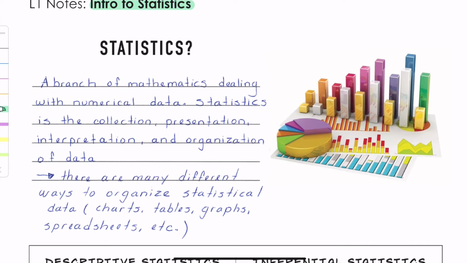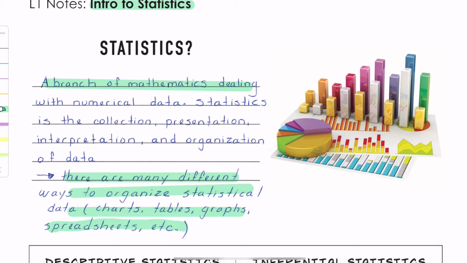So in general, statistics are a branch of mathematics dealing with numerical data. Statistics is the collection, presentation, interpretation, and organization of data. There are many different ways to organize statistical data. For example, we could be looking at charts, tables, graphs, spreadsheets, etc. So we're going to be looking at a variety of different statistical measures, but overall, we're just going to talk about the general parts of this, and in future courses here at North Kingstown, you will go further into statistics.